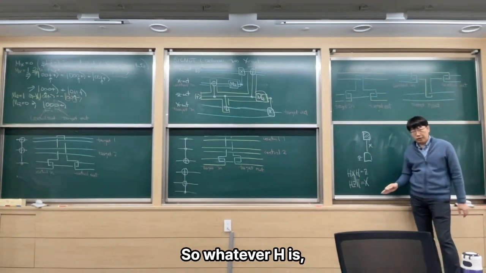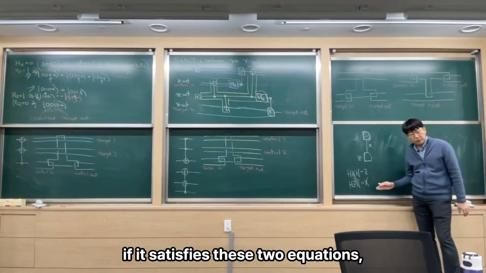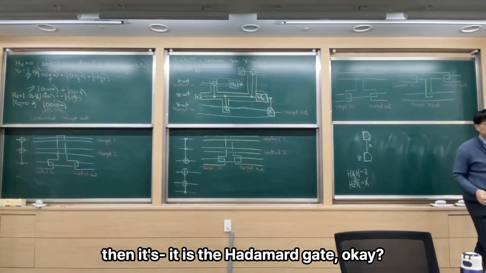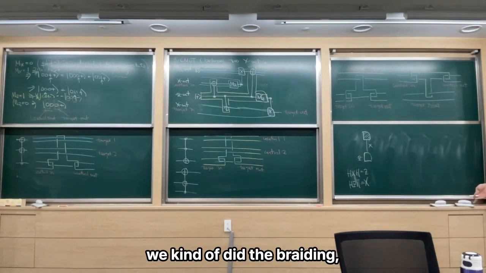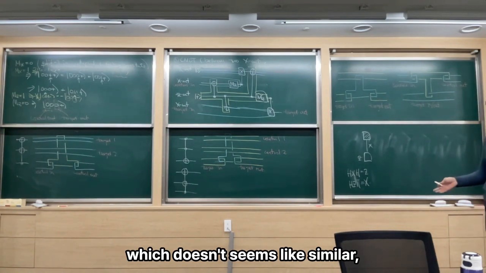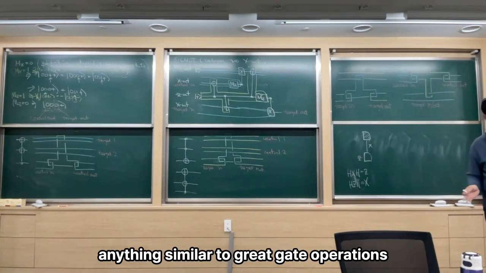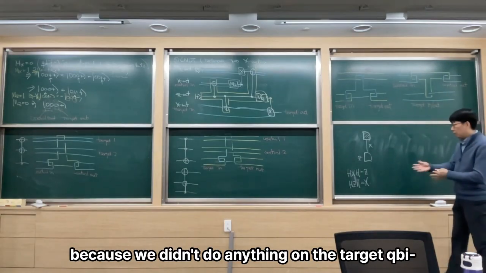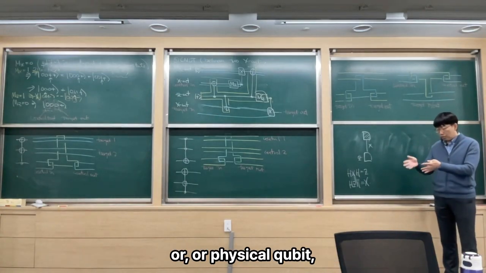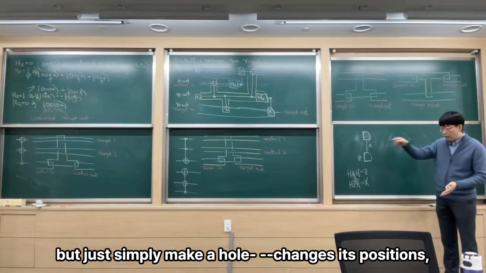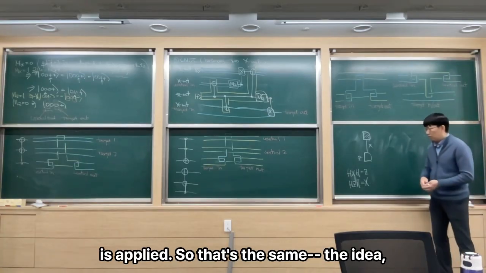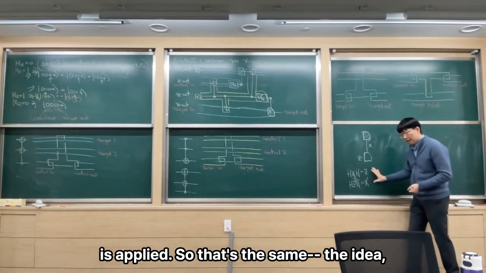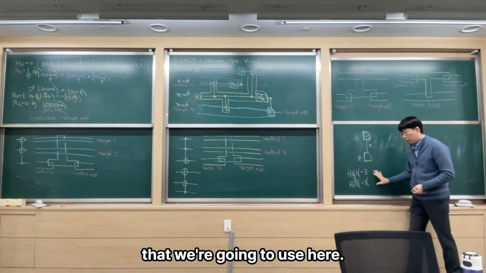Whatever H is, if it satisfies these two equations, then it is the Hadamard gate. Same as the C0 gate. In the C0 gate, we did the braiding, which doesn't seem similar to gate operations, because we didn't do anything on the target qubit or physical qubit, but simply made a hole change its positions, and the result is the same effect as the C0 gate being applied. That's the same spirit we're going to use here.